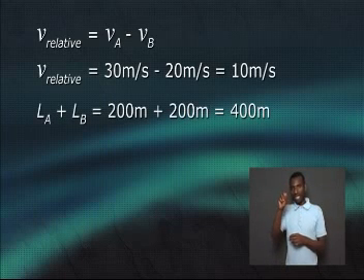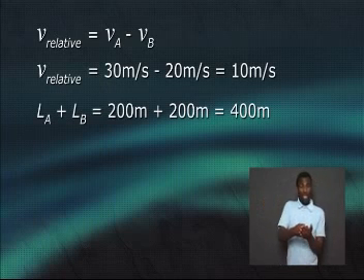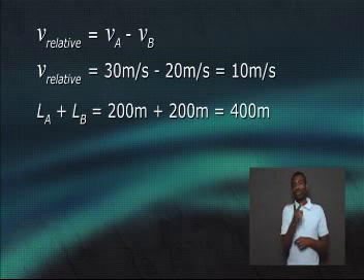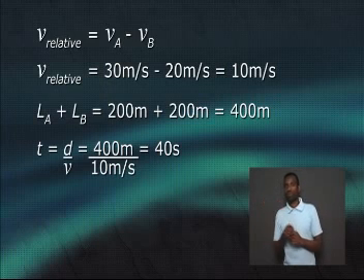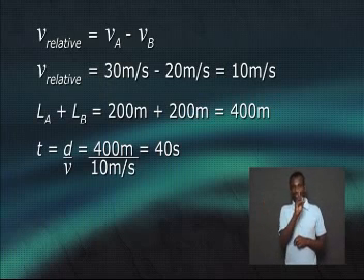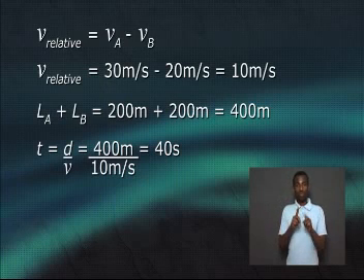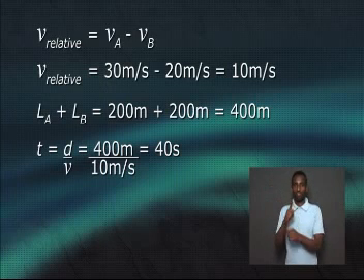The total distance that must be covered is equal to the sum of the length of each train, which is 400 meters. The time required for train A to overtake train B is found by dividing the displacement by the speed. 400 meters divided by 10 meters per second equals 40 seconds.